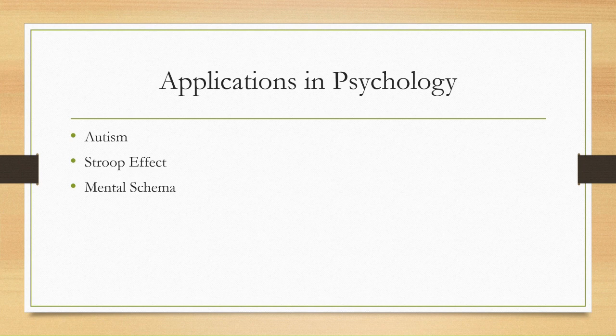So a mental schema is a thing that helps people have an idea or a mental image that helps describe the new stimuli and helps categorize it in their brain.